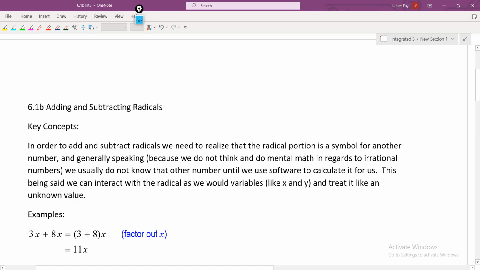and subtract radicals, we need to realize that the radical portion is a symbol for another number. And generally speaking, because we don't usually do mental math or think in regards to irrational numbers, we usually don't know what that number is until we let software calculate it for us. So we can view the radicals as variables, unknown things. So we can interact with the radical as we would variables like x and y and treat it like an unknown value.